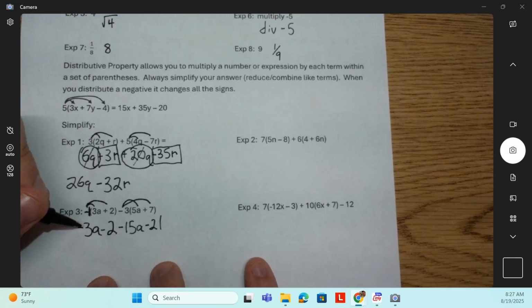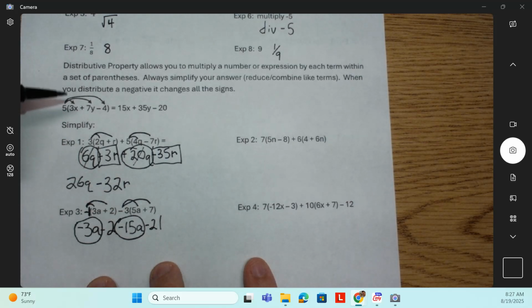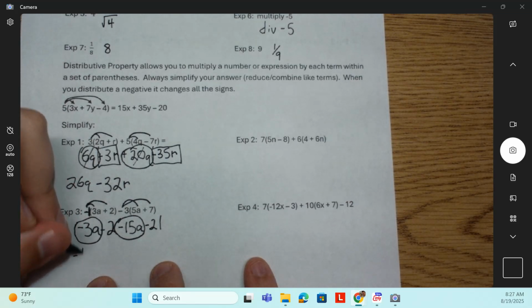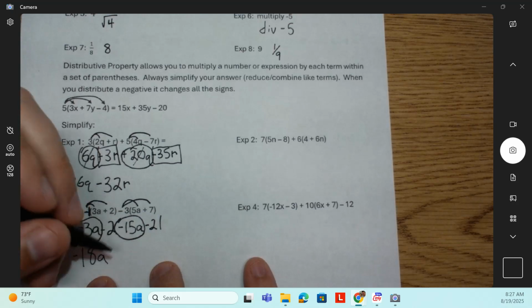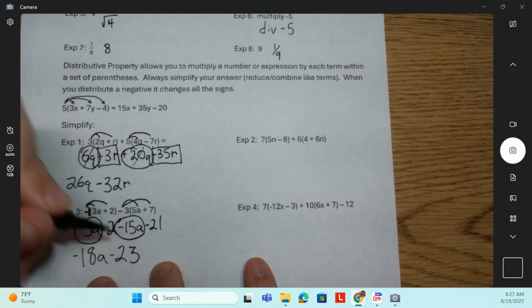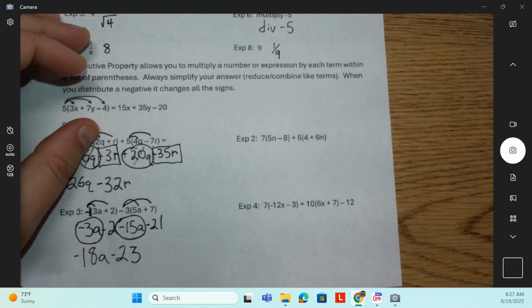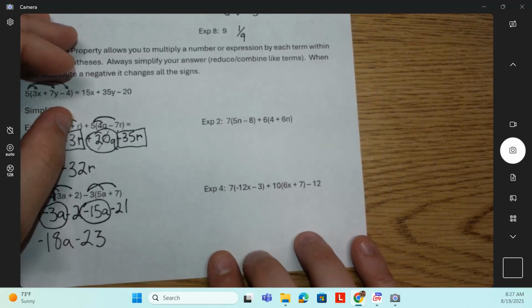And again, going through combining like terms. So I have my a's, and it looks like everything ended up negative here. So I end up with negative 18a and minus 23. Okay, number 4 is going through a similar thing. We'll work it out quickly.